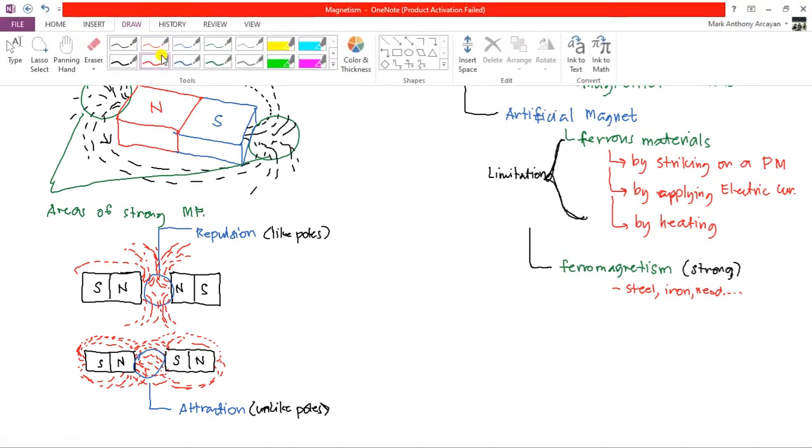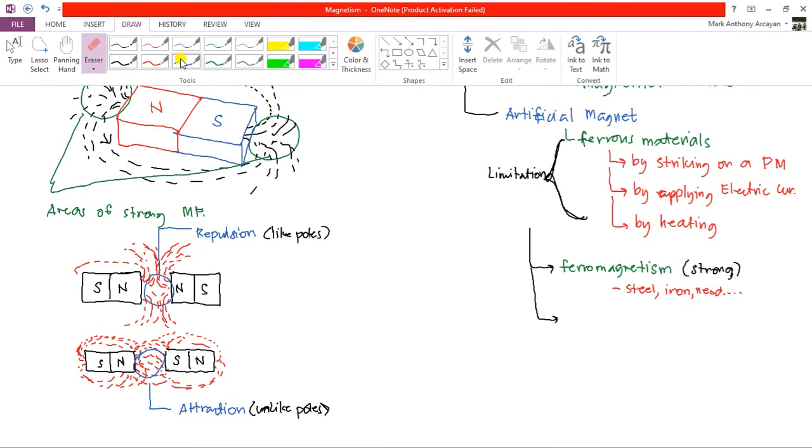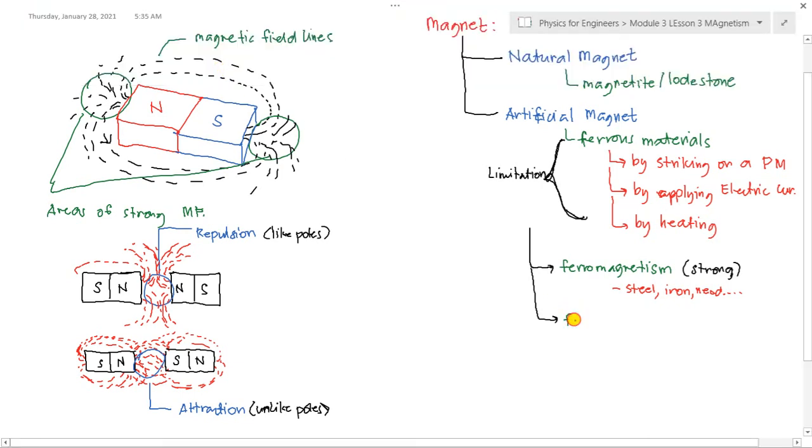And then the second type is called paramagnetism. Since we already know the strongest type, paramagnetism is less strong than ferromagnetism. The best examples of paramagnetism are transitional metals, such as palladium, which you can find in the periodic table. So these are paramagnetic.